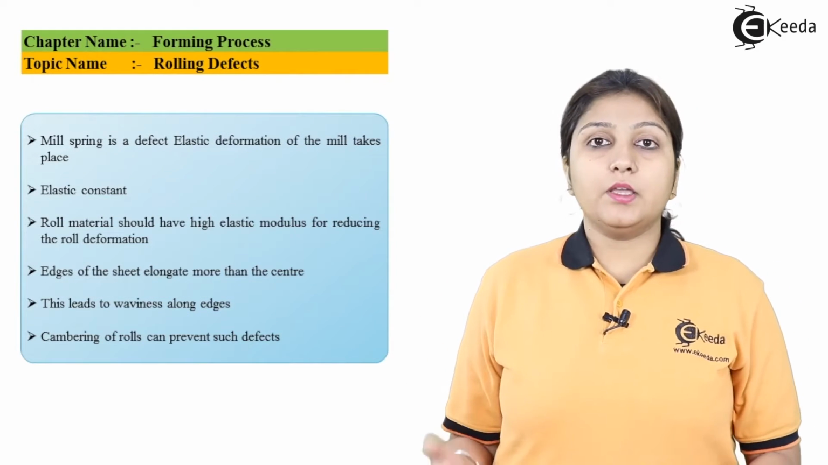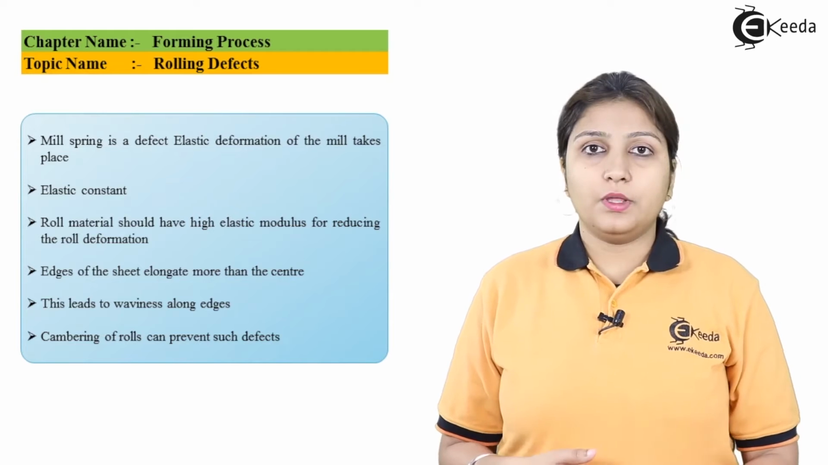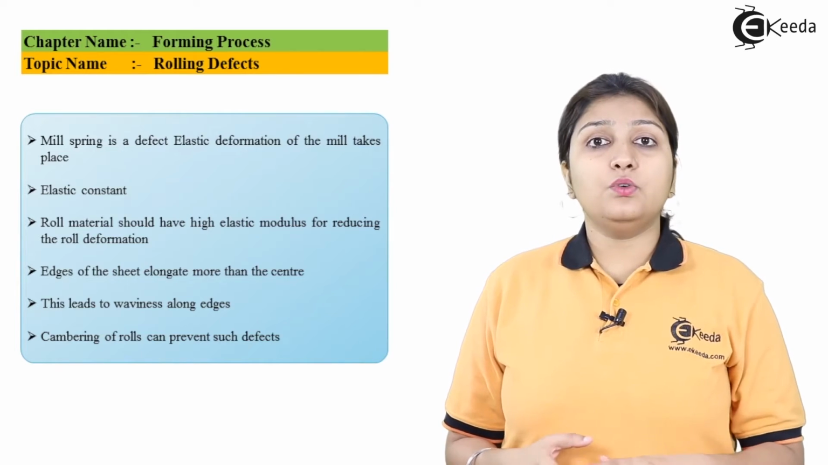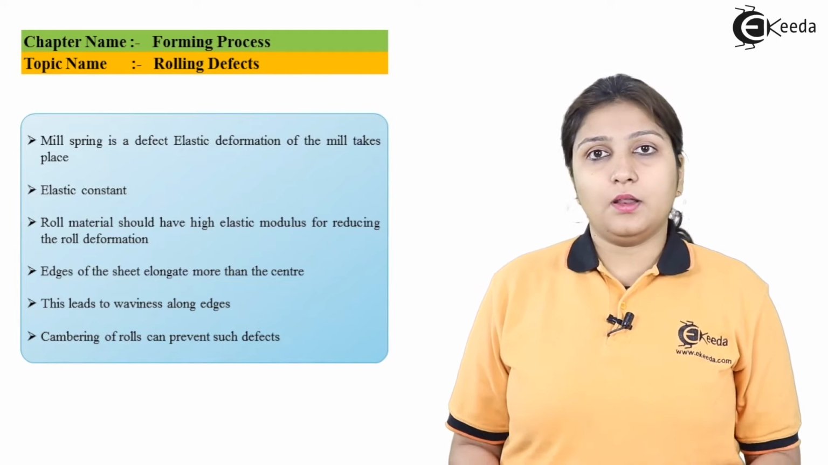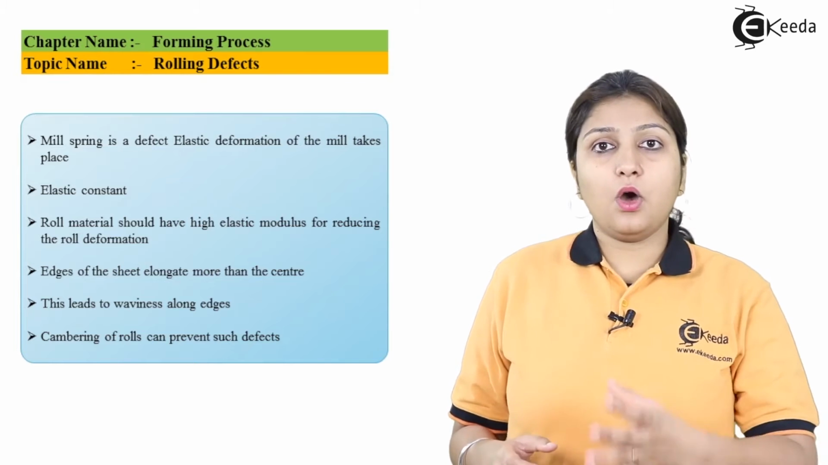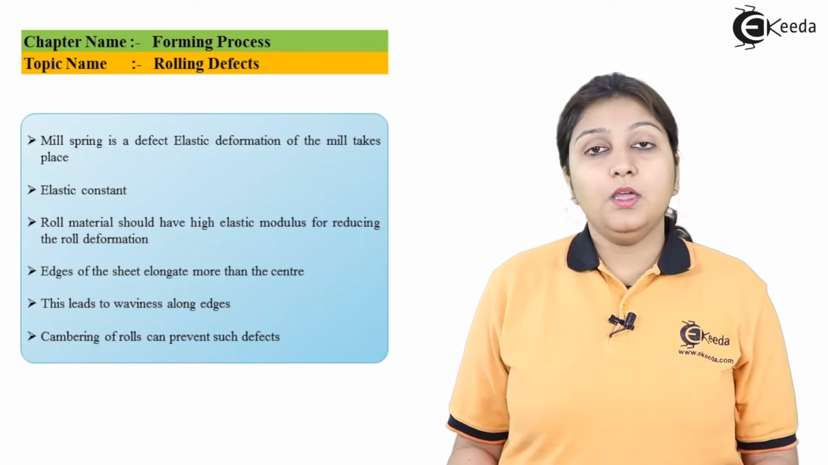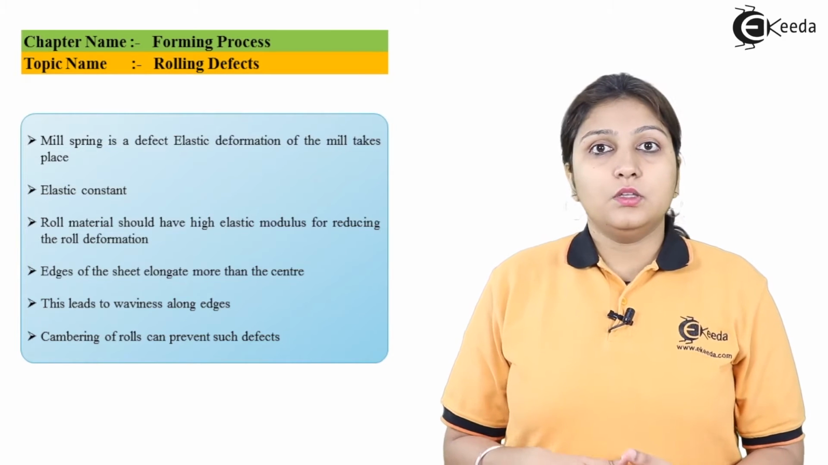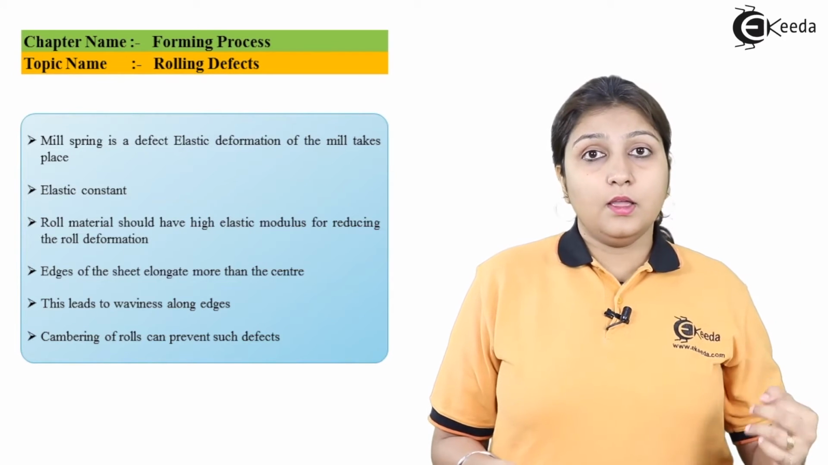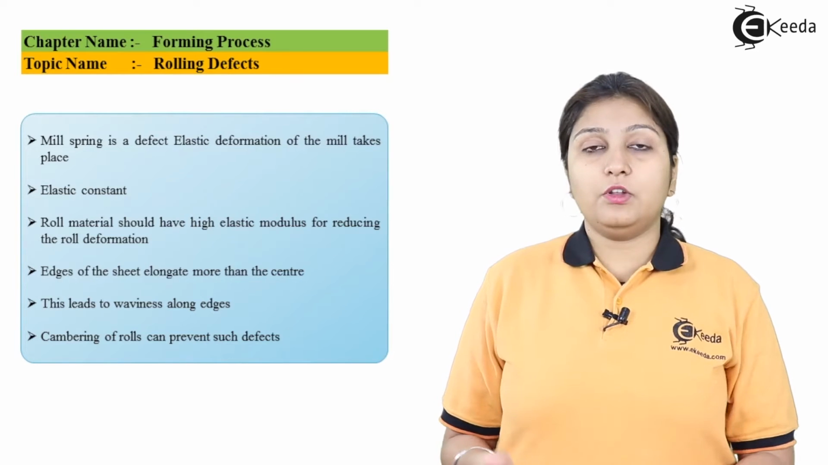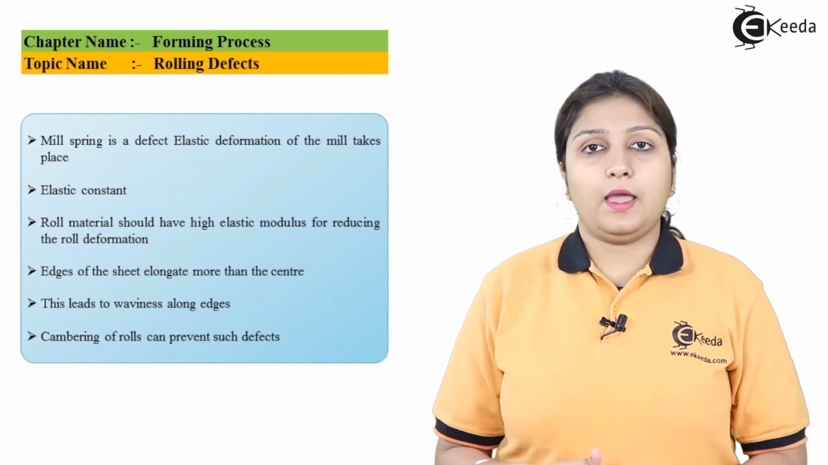Mill spring defect is the major defect which comes in rolling. It generally happens due to the thickness variation of the material. If the material is more thick or less thick than the prescribed thickness which it is supposed to be, mill spring defects occur. So again it goes like this. The deflection can be achieved, but the rolling forces would be higher.